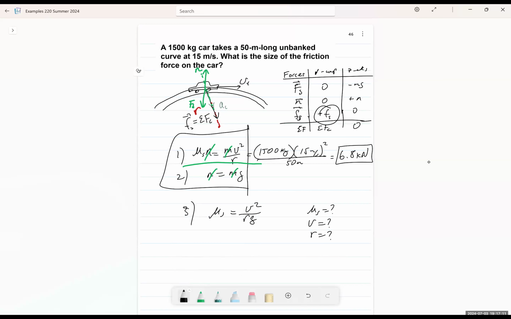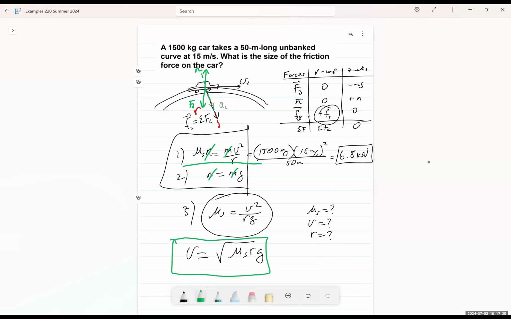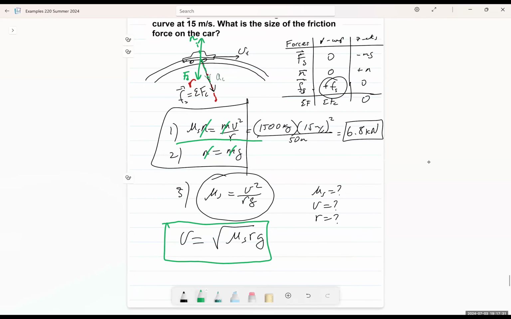And for example, if I look at this equation right here, you can write, there's this static friction. If I rearrange, speed equals the square root of mu s times r g. So equation 3 can be simplified to this, and this gives you the condition for successful turn.